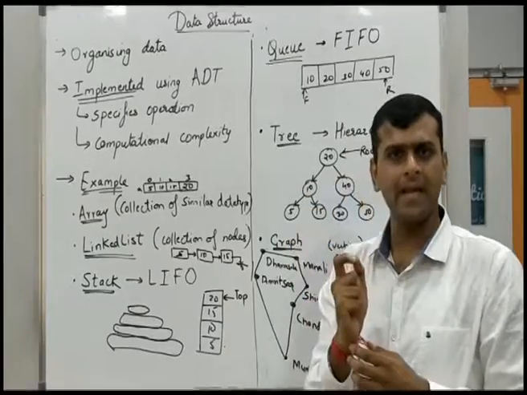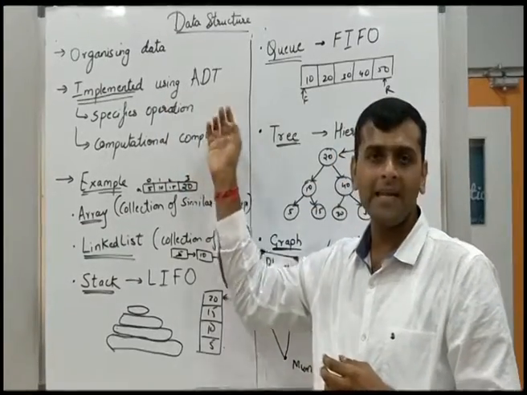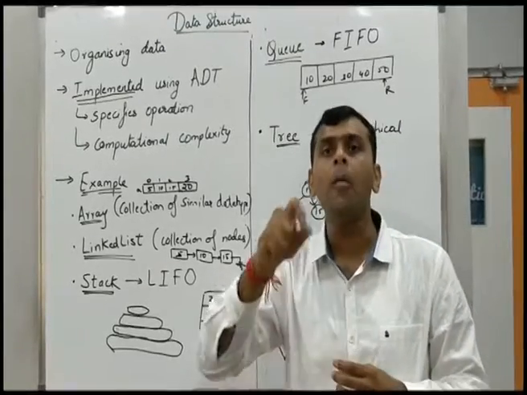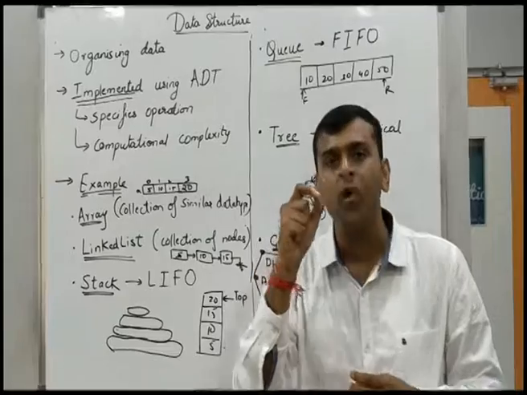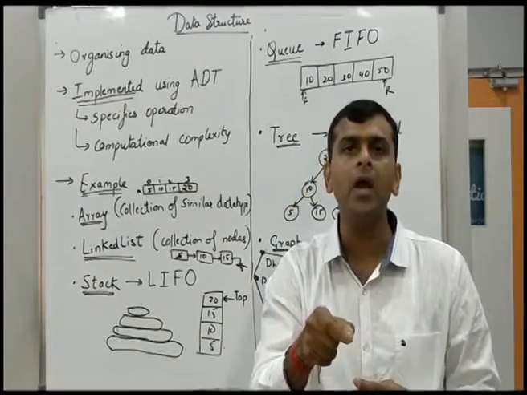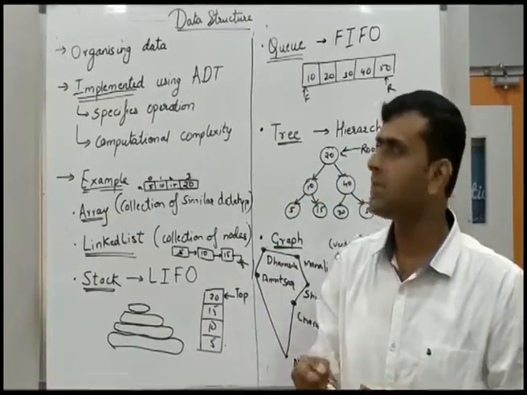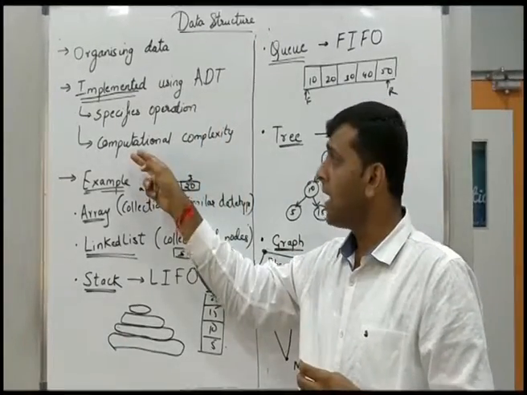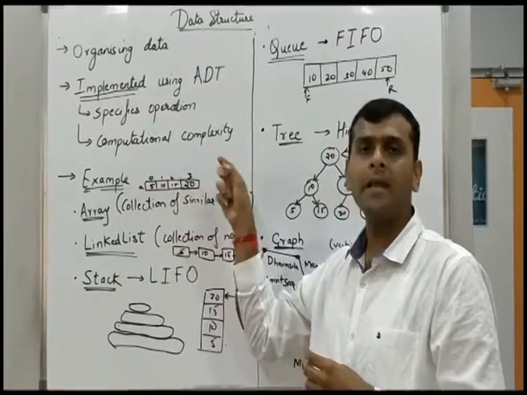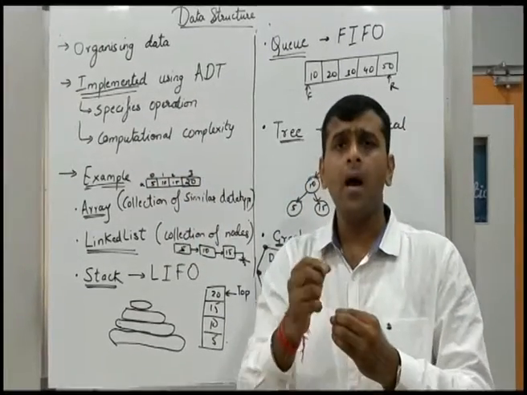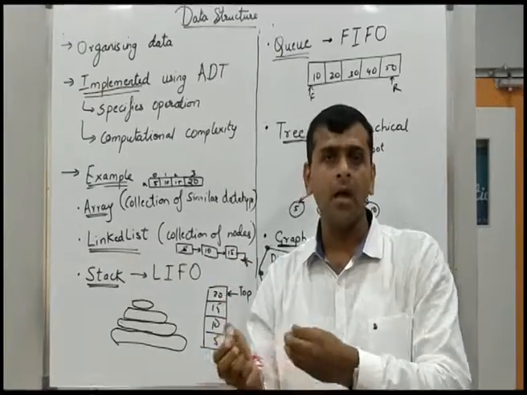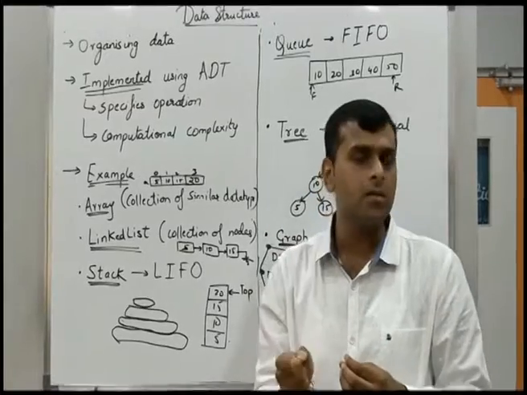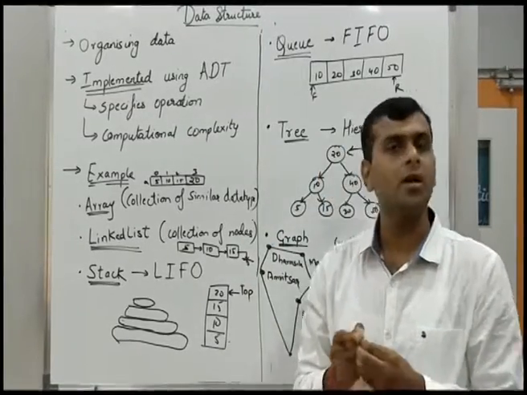We know this, but how is it going to get implemented? To implement a data structure, we have to use ADTs, abstract data types. In an abstract data type, we specify what operations we want to perform, like insertion, deletion, display of this data, or some other activities. It specifies the operations, and finally it should also give us the computational complexity of using the data structure. We will have multiple abstract data types which will have different complexities. So depending on the situation, we can decide which one to use based on this computational complexity.